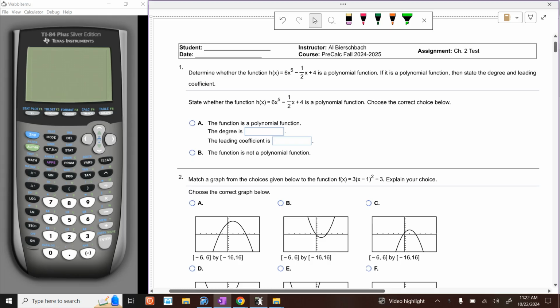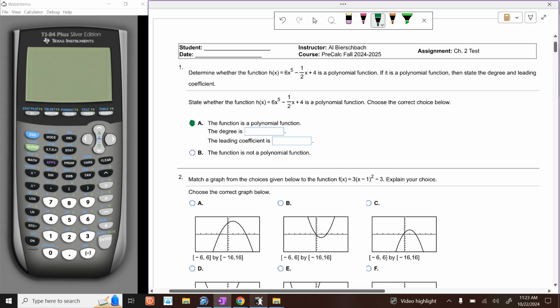Here it says determine whether the function is a polynomial function. Is 6x to the fifth minus 1/2 x plus 4 a polynomial function? Yes or no? Yes, it is. It is a polynomial function because we're not dividing by a variable. We don't have a variable to a negative power or a square root or anything like that. So it's a polynomial function.